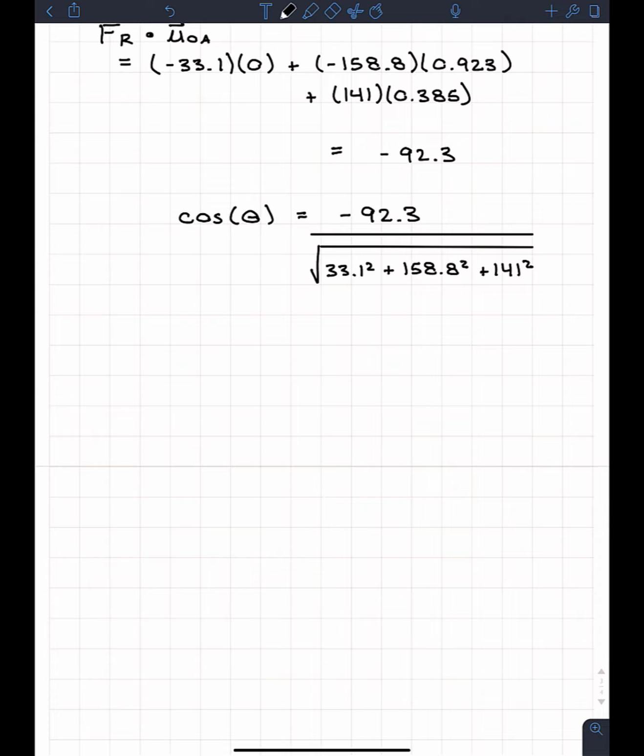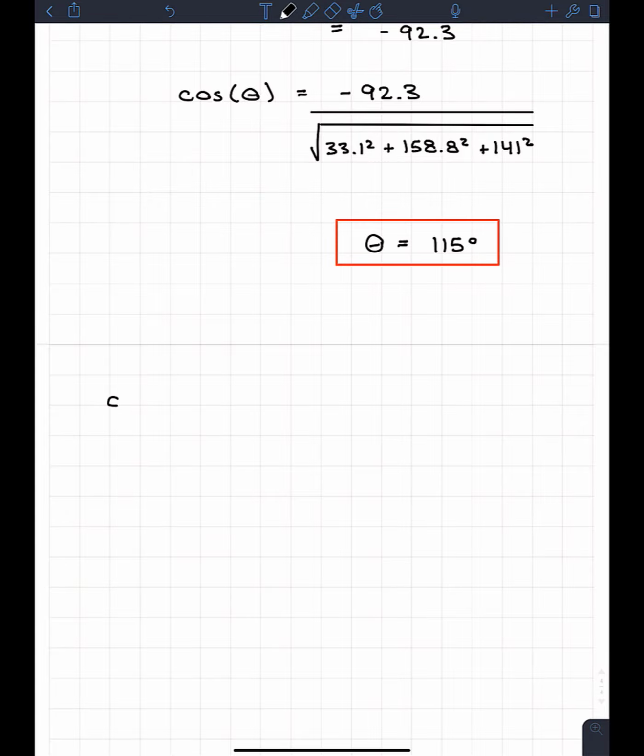So if we look at the right-hand side, we see that that's actually just a scalar value. It's negative 93.3 divided by a number is equal to cosine of theta. So you guys can easily solve, and when you do, you should get theta is equal to 115 degrees. And that is it. So we can put a nice box around that. And that's it. So we can move on to the next part, which is part C.